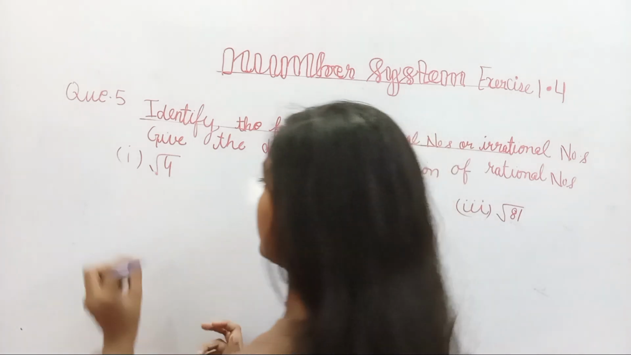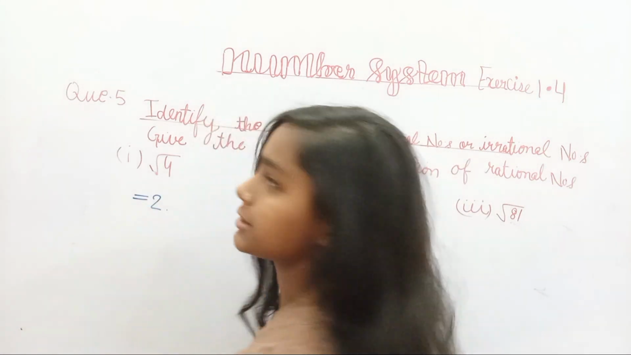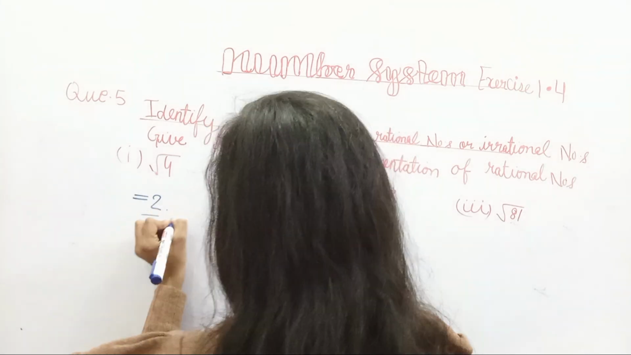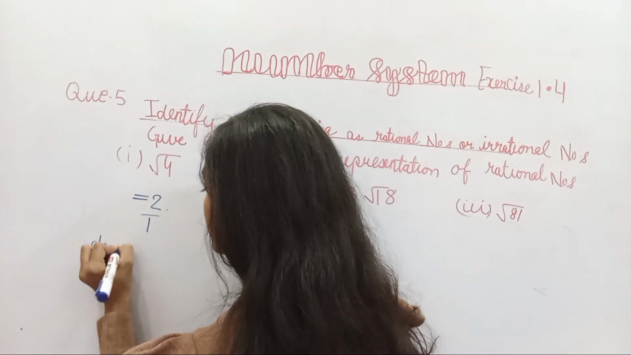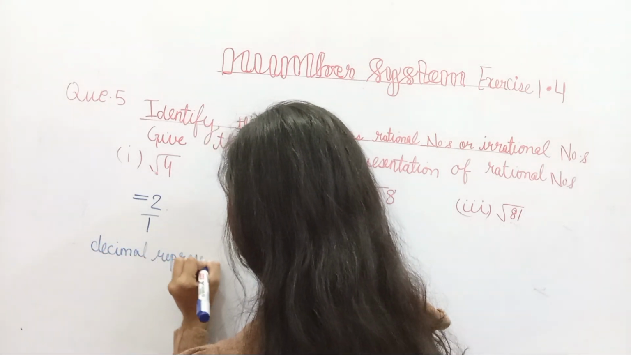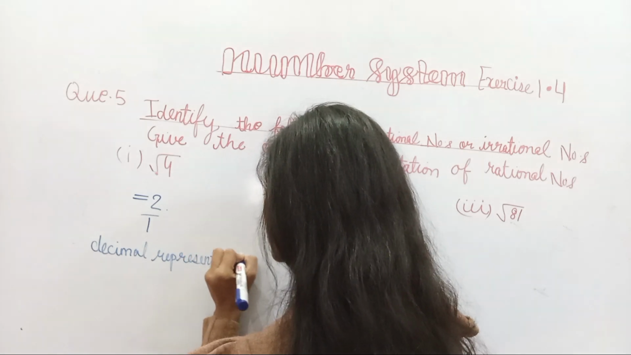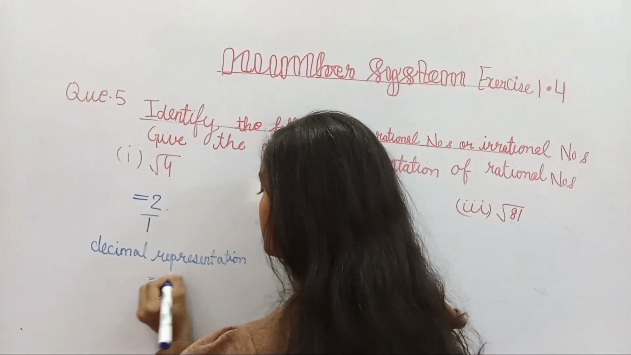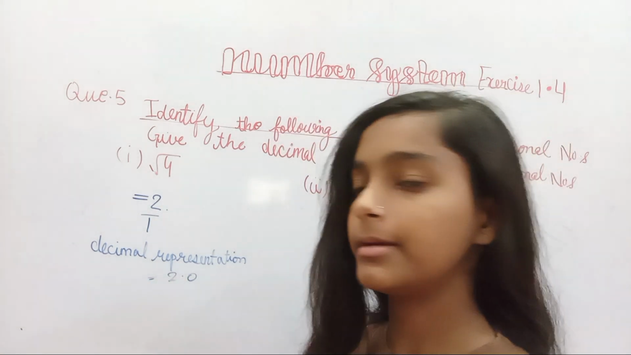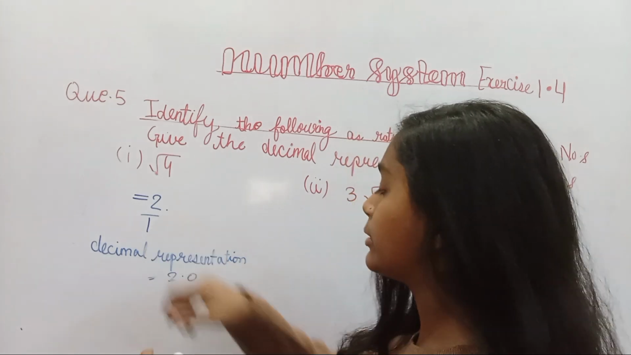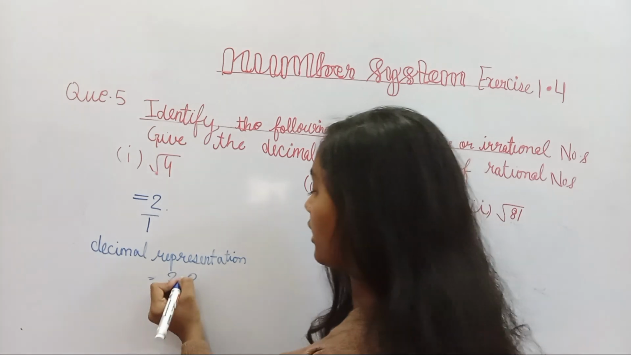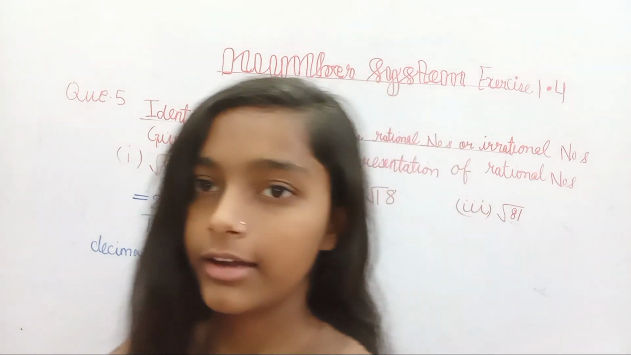Now root 4 can be written as 2. And yes, 2 is a rational number because it can be written as 2 by 1, in the form of p by q. And what will be the decimal representation of 2? The decimal representation of 2 would be 2.0. Why? Because 2 can be written as 2.0, and the 0 after the decimal doesn't count, so we can write it like that.